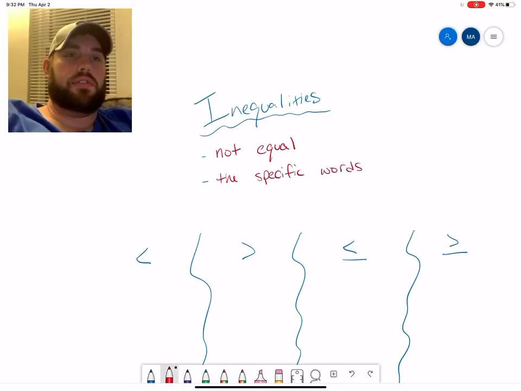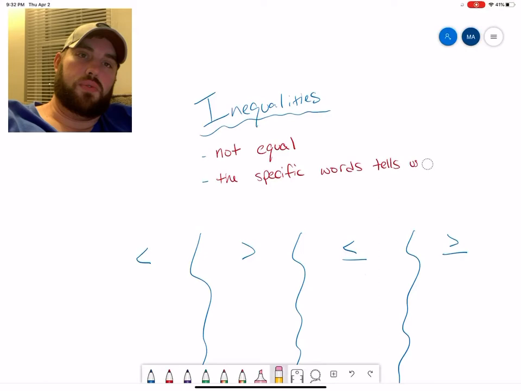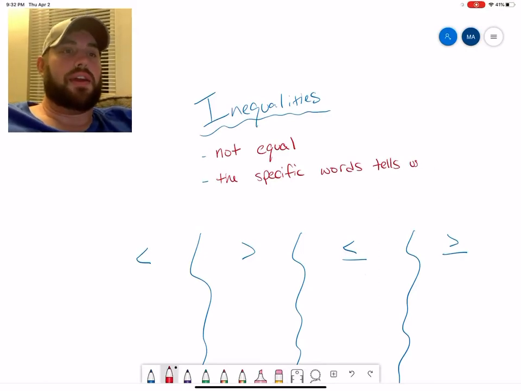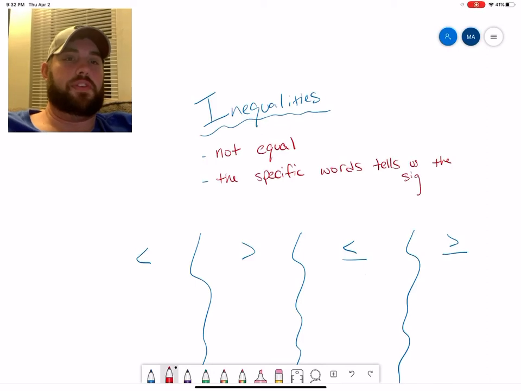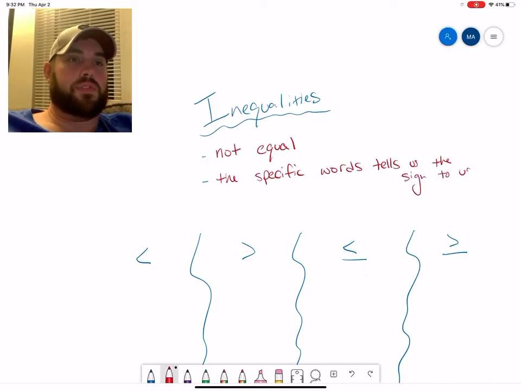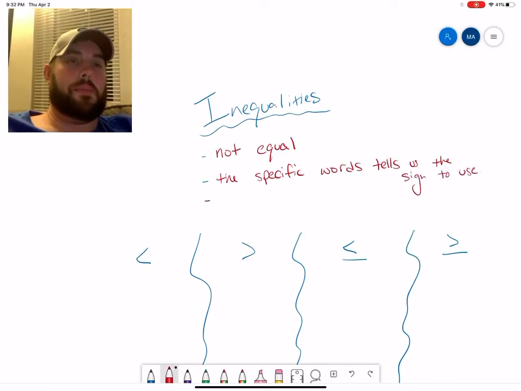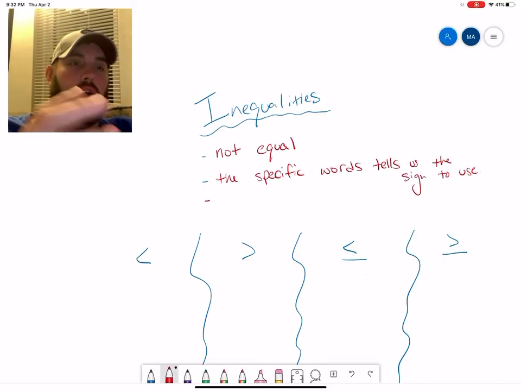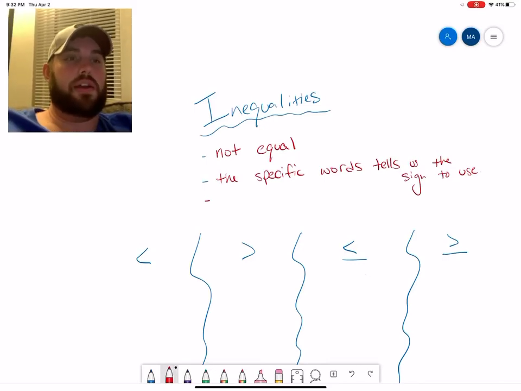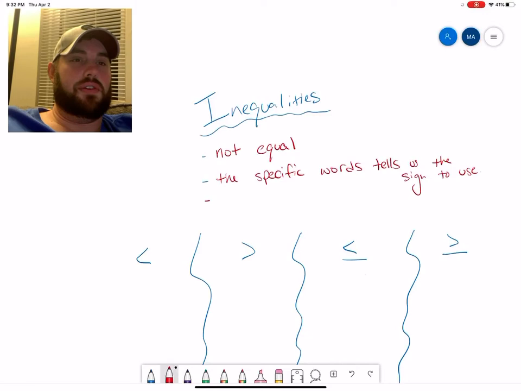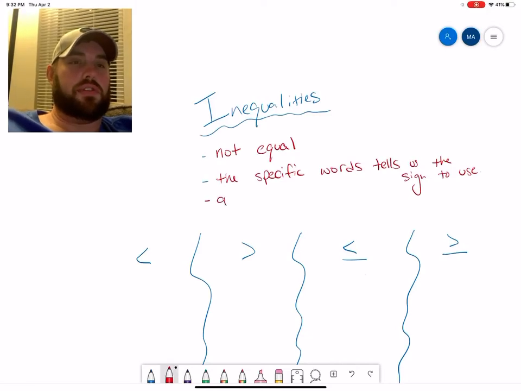The other thing is that the specific words in the inequality statement tell you what symbol to use. Some of you, I think, had issues with that. So I'm going to give you some examples of some specific words. Just remember that these words are not all of them, but there are some that tell me exactly what to do. I'm going to start with a symbol that is greater than.